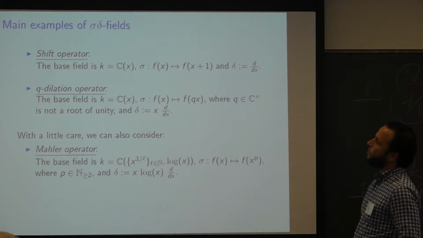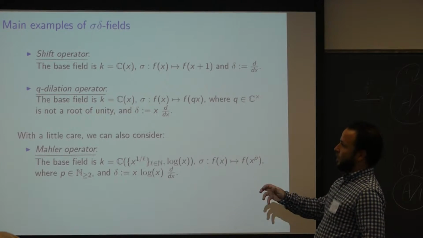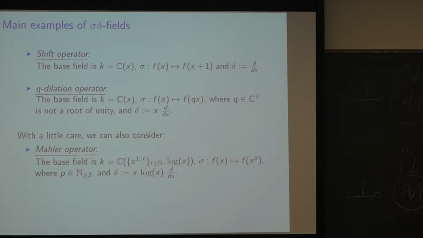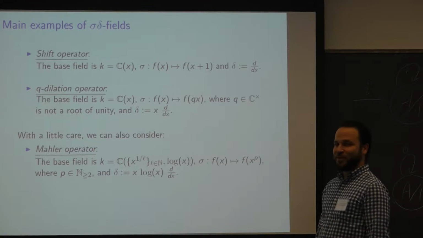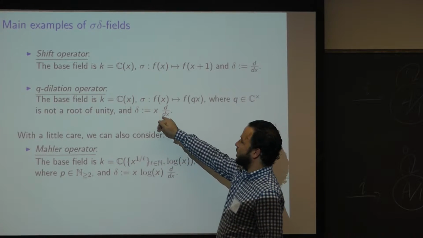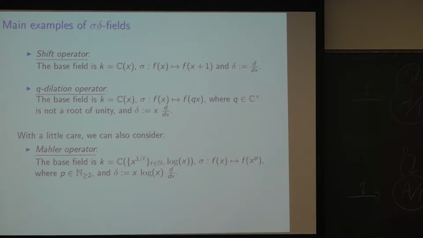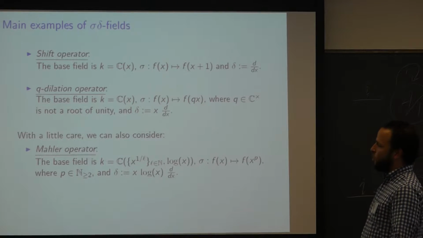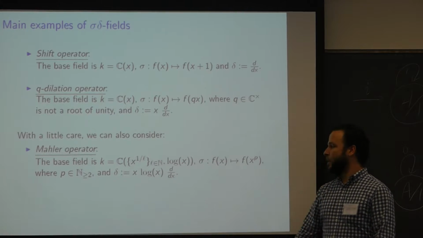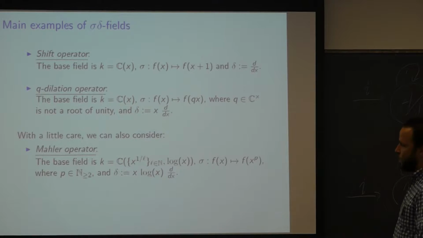So the three examples that I described before also admit a structure of a sigma-delta field. In the case of the shift, the usual d/dx happens to commute with sigma, it follows from the chain rule. In the q-dilation case, if you take delta to be not d/dx anymore, but x d/dx, that turns out to commute with the action of sigma. And finally, in the case of the Mahler operator, you still have to do something that at first feels a little bit awkward, but it turns out that if you want to have a derivation on this field that commutes with sigma, it needs to be this one. But again, even though in some of the computations and the proofs these logs come up, there's usually some way to get rid of them and say things about just rational functions again.